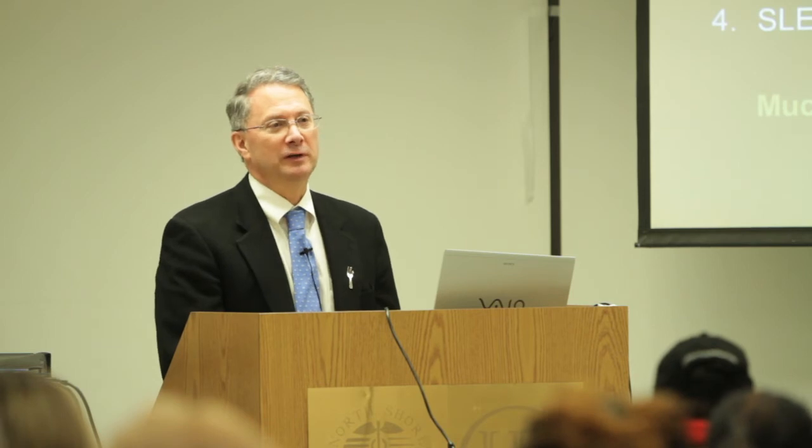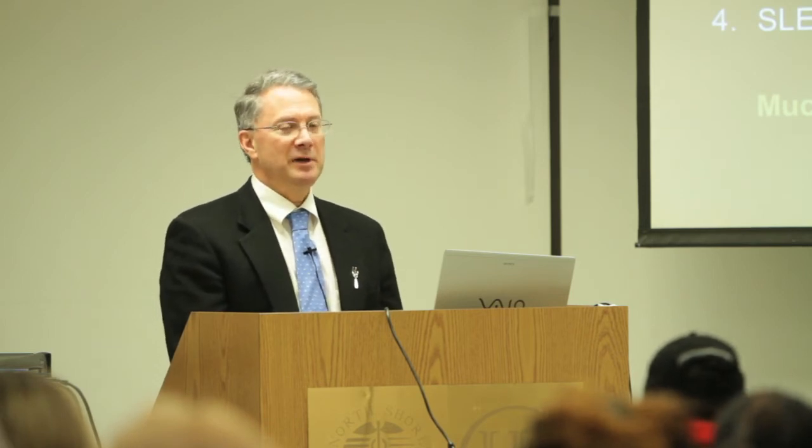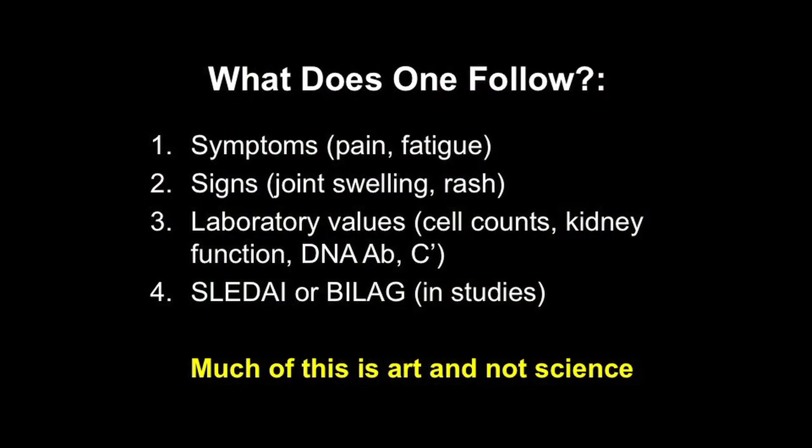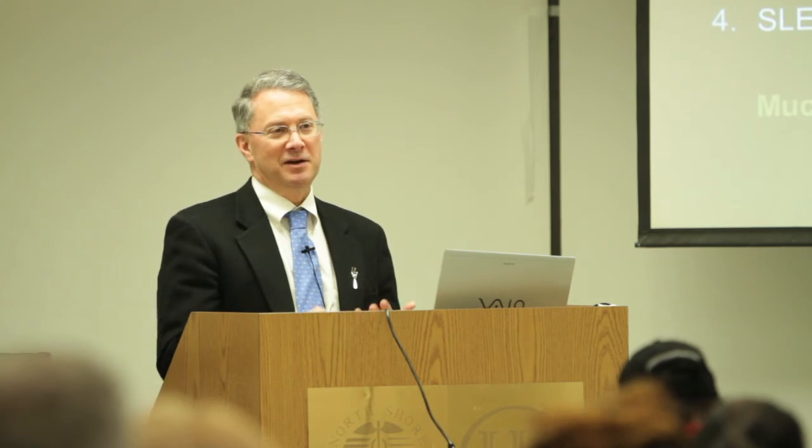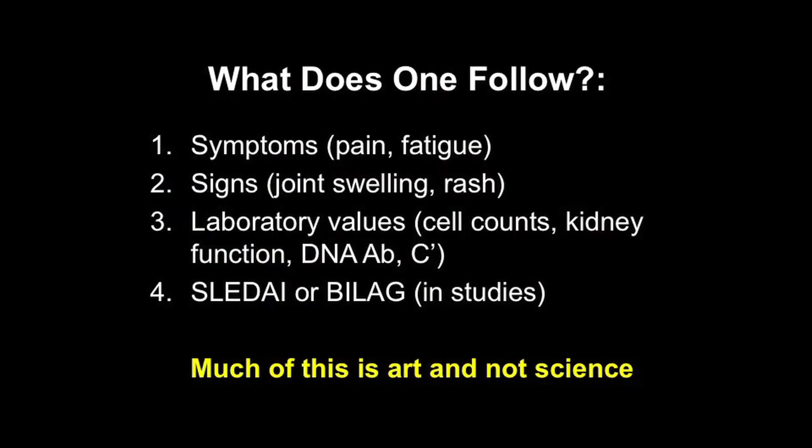So once we initiate therapy, what do we follow? We go the old-fashioned way. Talk to the patients. What's happening with symptoms? How is the pain? How is the fatigue? We examine the patient. How is the joint swelling, the arthritis? How is the rash doing? And what's happening with laboratory values? So every time I see a patient, you can pretty much count on blood tests being done and a urine being done. So we look at the cell counts, the kidney function, the antibody levels, the complement levels.